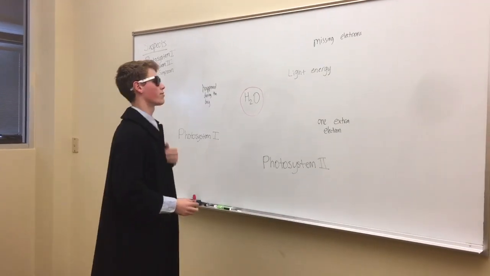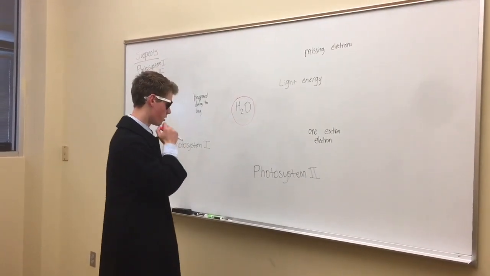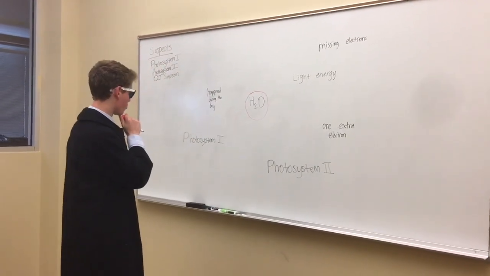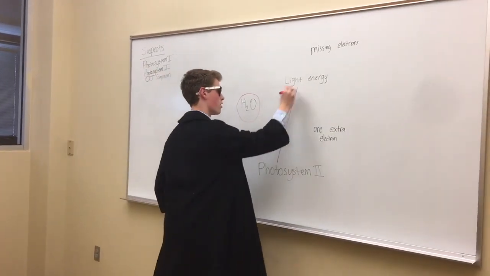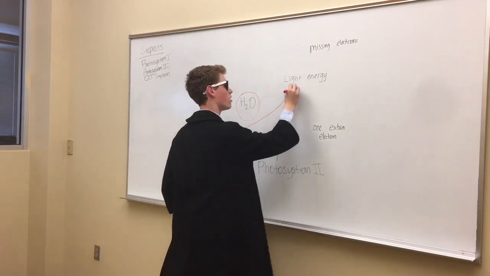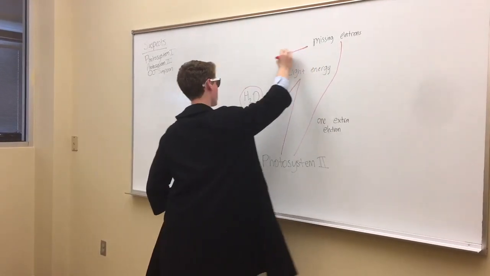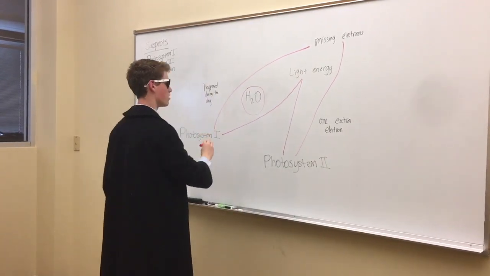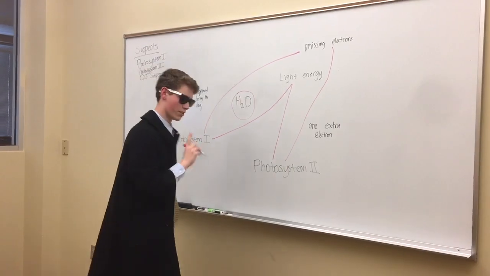Interesting. So we have some missing electrons resulting from the split water. Now what do I know? Photosystems 1 and 2, they both require light energy, yeah? And both require an electron. Huh. Interesting. So these are the primary suspects. I'm getting to the bottom of this.